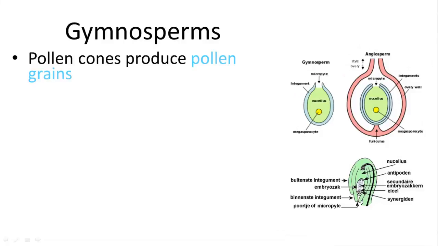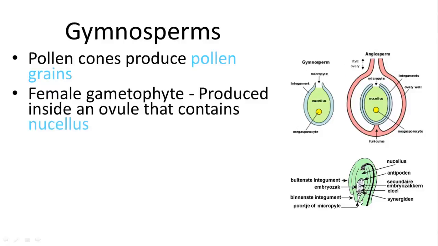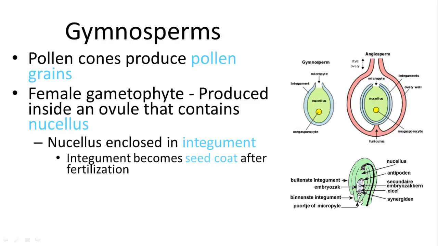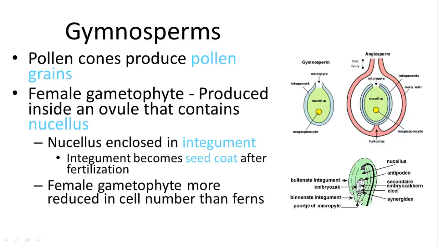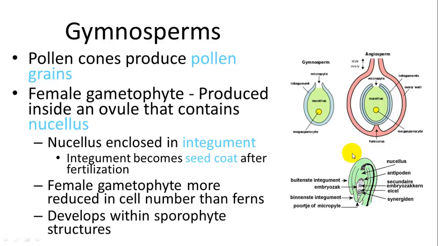So pollen cones produce pollen grains, and then there are different types for the female ones. The female gametophyte is produced inside an ovule that contains what's called a nucellus. Okay, and we have a couple examples here. The nucellus is enclosed in an integument. Okay, so this allows some protection. And this later becomes the seed coat after fertilization. The female gametophyte is a lot smaller than the gametophyte in the ferns, and it develops within sporophyte structures.